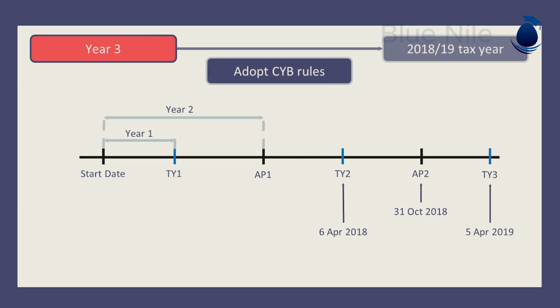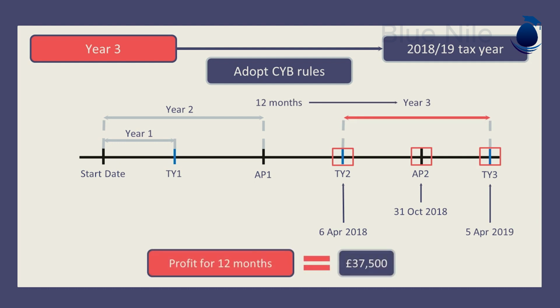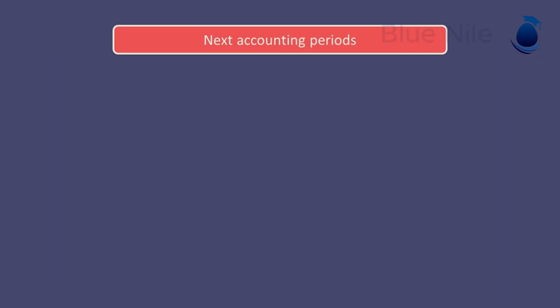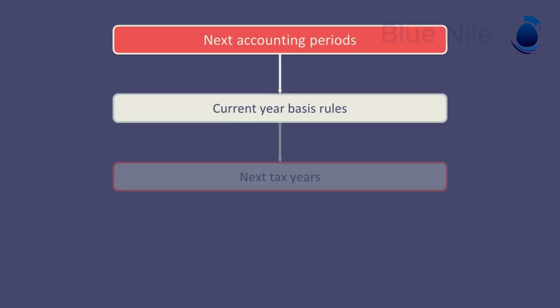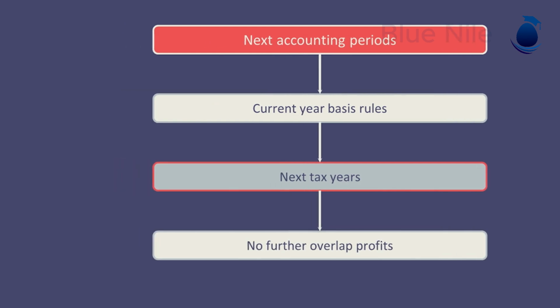So year 3 is 2018-19, and if we look at the timeline, the accounting period ending between 6th of April 2018 and the 5th of April 2019 is the year ended the 31st of October 2018, which is indeed 12 months long, so yes, we can simply take the profits for this year of £37,500 as income for 2018-19. As this business continues, the next accounting period will be taxed in each of the next tax years with no further overlap profits being created.